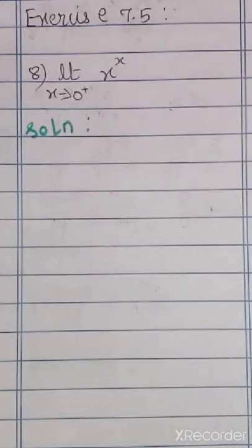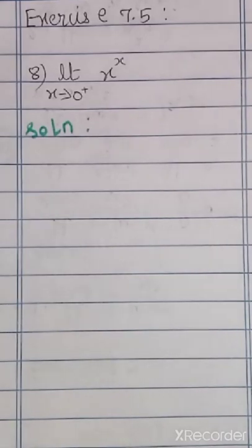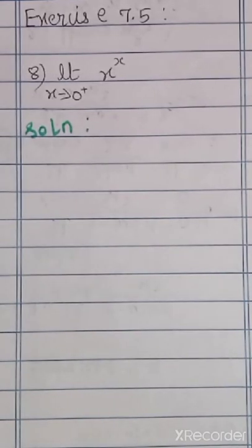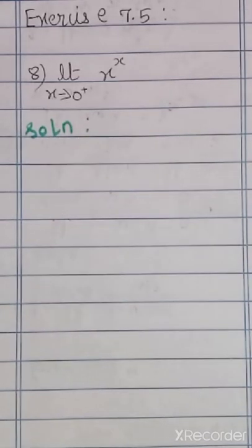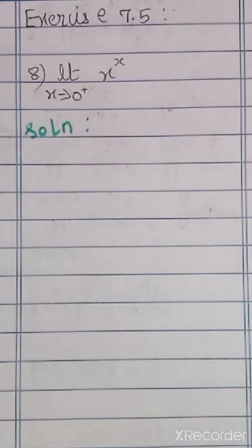Today we are going to continue L'Hopital rule. We can use L'Hopital rule to evaluate the indeterminate forms, that is infinity by infinity, 0 by 0, 0 power 0, infinity power infinity, infinity minus infinity. This is all your indeterminate form. To evaluate these indeterminate forms, we are using L'Hopital rule, right?